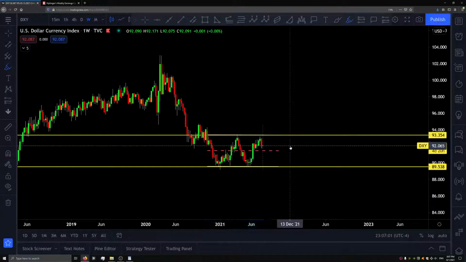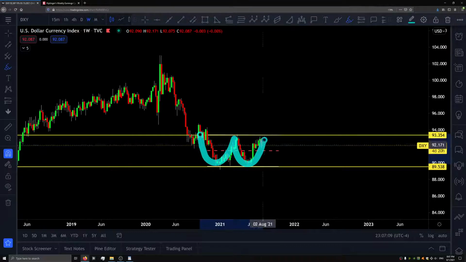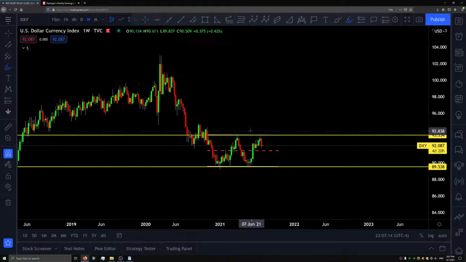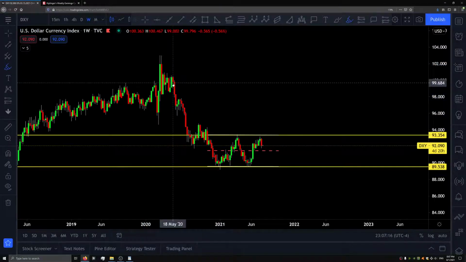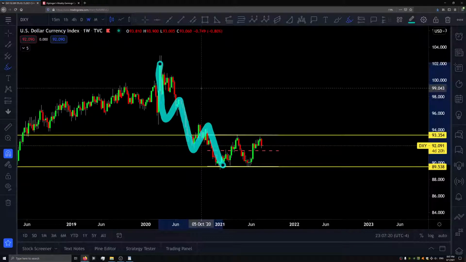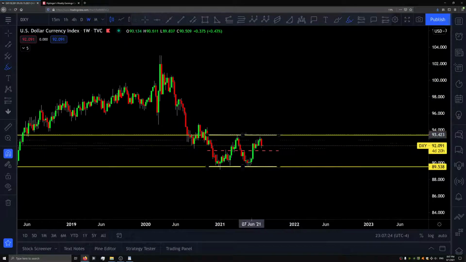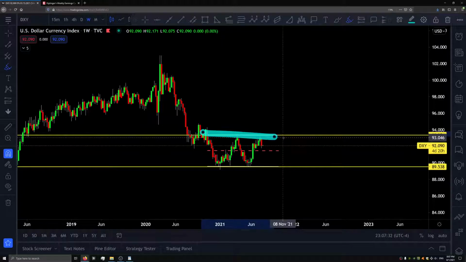W double bottom. Now, the problem is instead of breaking up, we broke down, all right, because the market, S&P 500, went up. So this is a very suspicious looking double bottom for the dollar currency index, because this side is very clear. Low, high, low, high, low, downtrend. That's the definition of a textbook downtrend. This is a textbook double bottom, but we did not break above $93. There's a resistance right here.